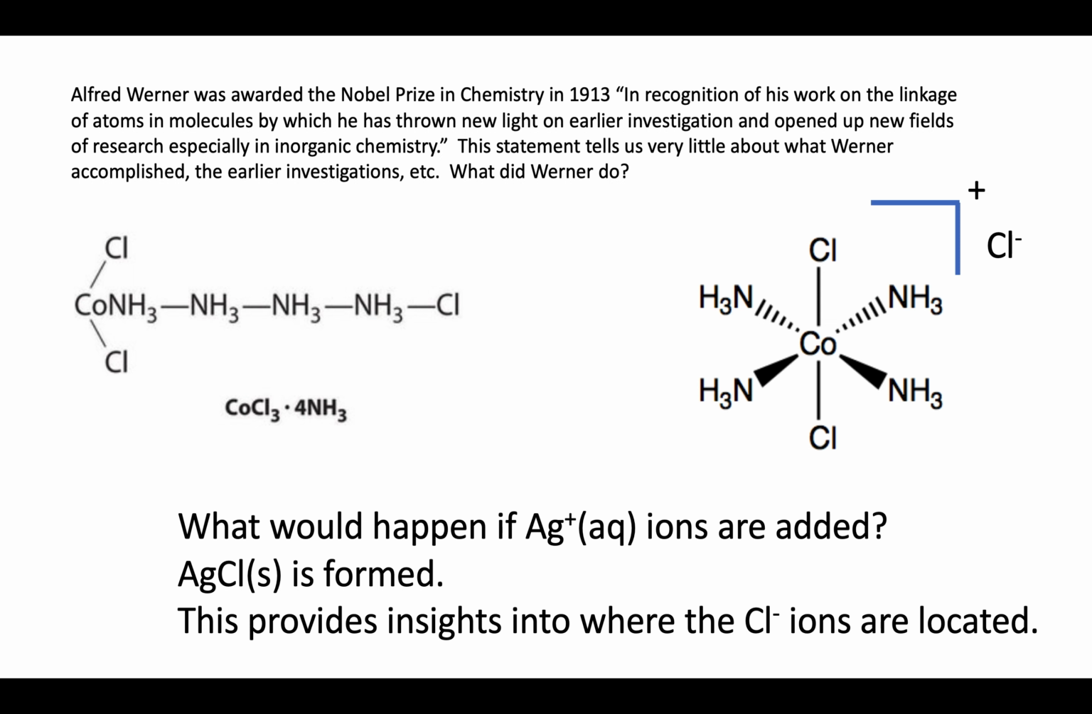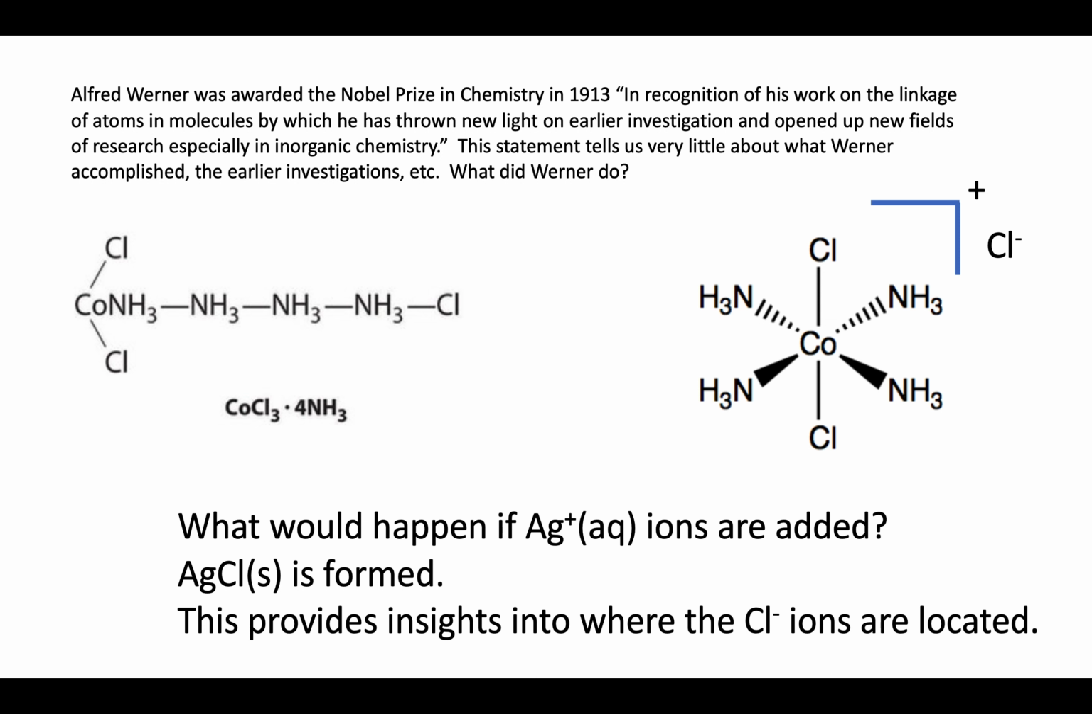The way that he would determine things like that, well, what would happen if we added silver ions? Well, the silver ions could lead to a precipitate, silver chloride. This would provide us insights into where the chloride ions were located. In this particular case, I would have one chloride that would be not tightly bound to the structure. This chloride could be involved then in the formation of the silver chloride. If you had a different structure that had two chlorides as counterions, then the amount of the silver chloride that formed would be different.